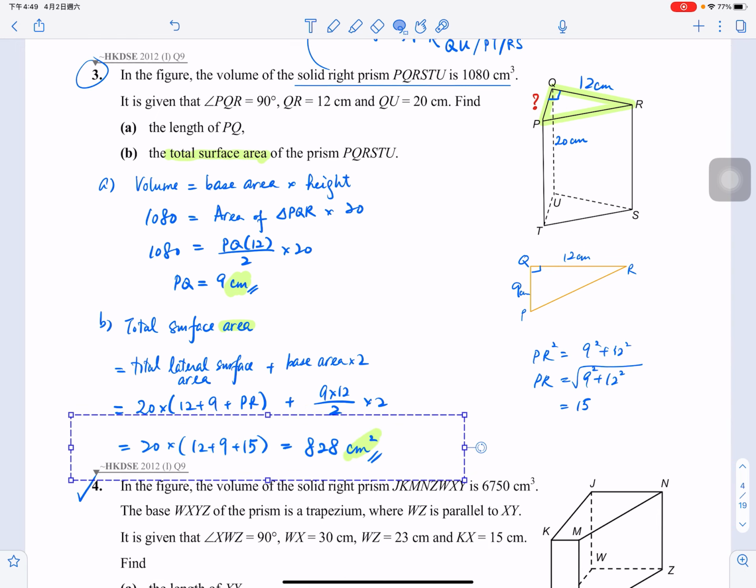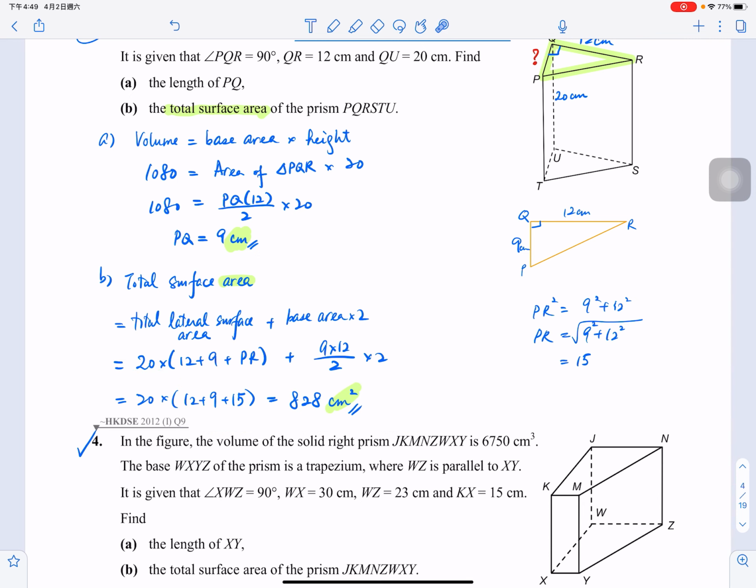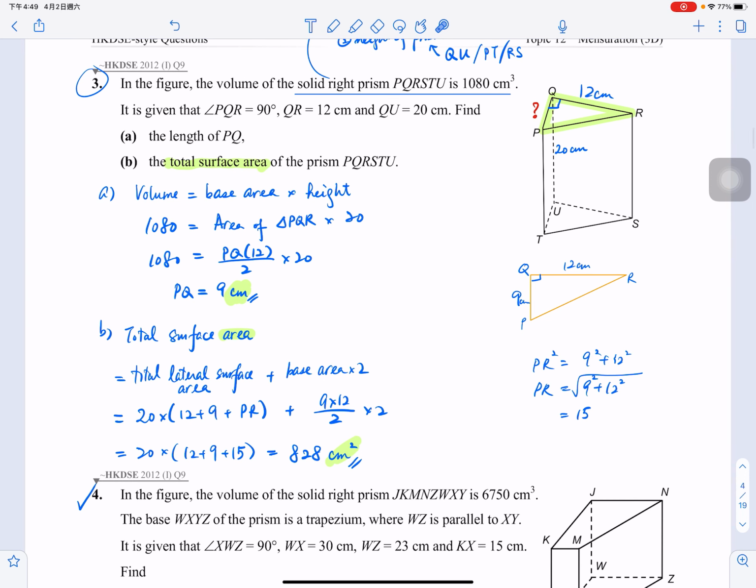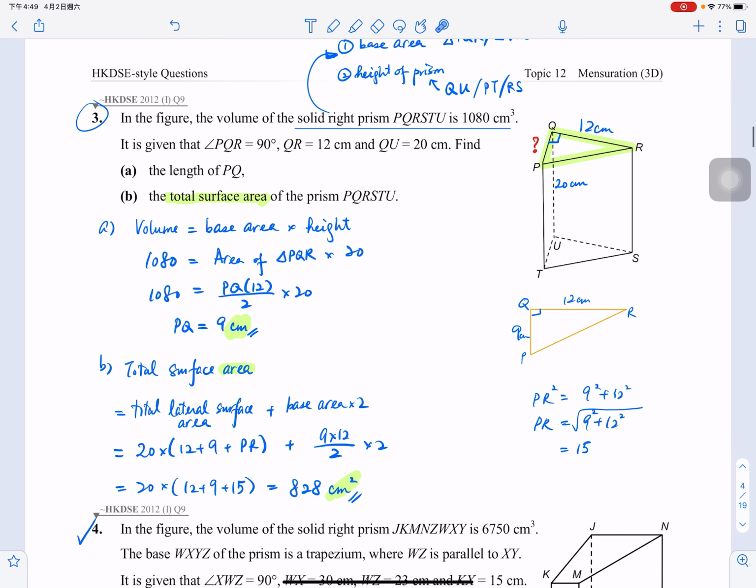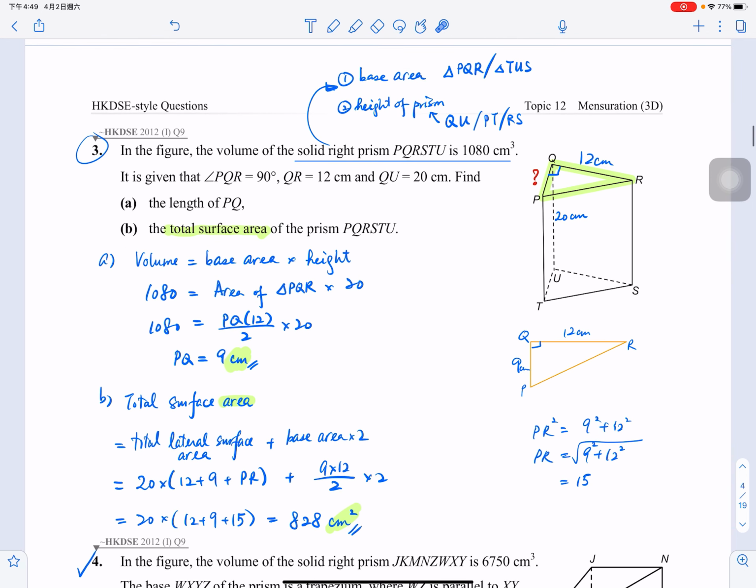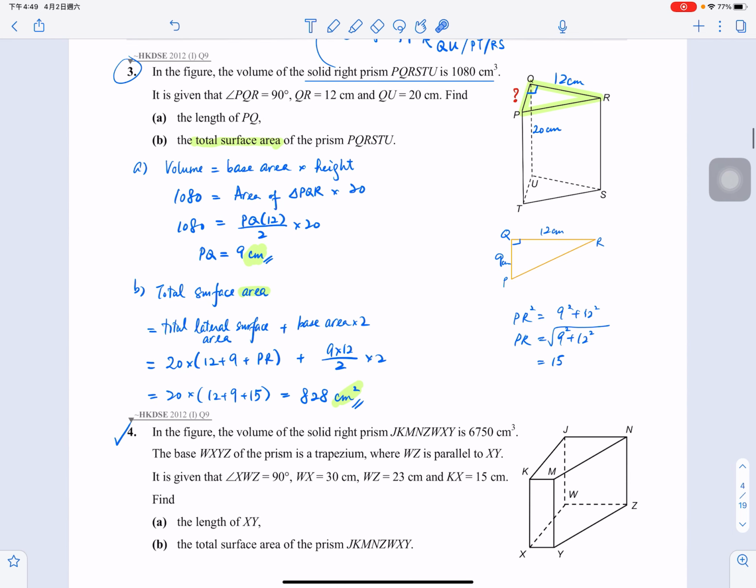That means here, 20 times this one, the perimeter of the base area: 12 plus 9 plus 15. Okay, so at the end, 828 cm squared. Again, don't miss the unit, cm squared. This one is the area, so squared. Okay, any question? No question, right? It's easy. So just have a look.